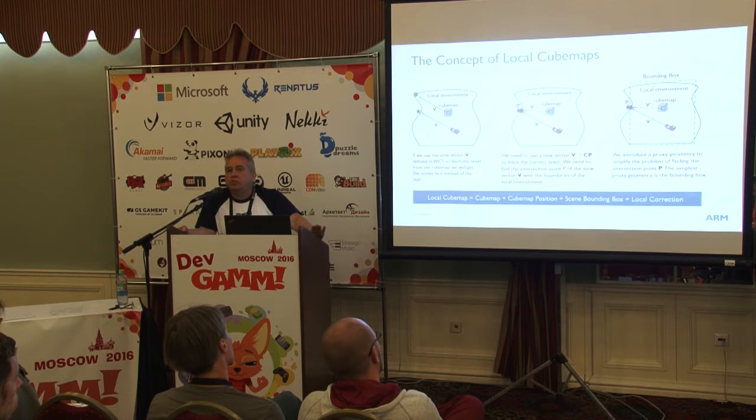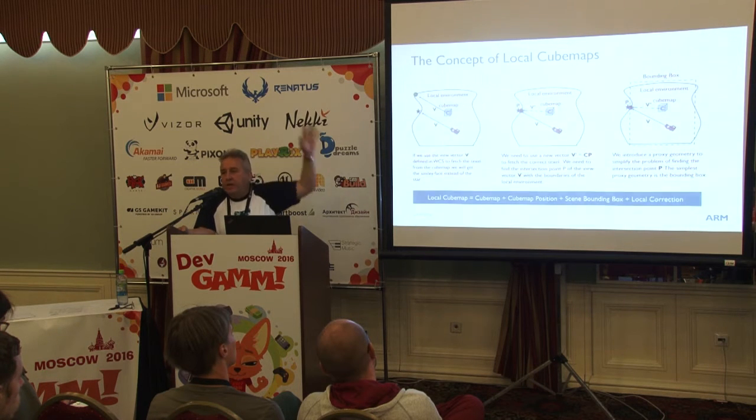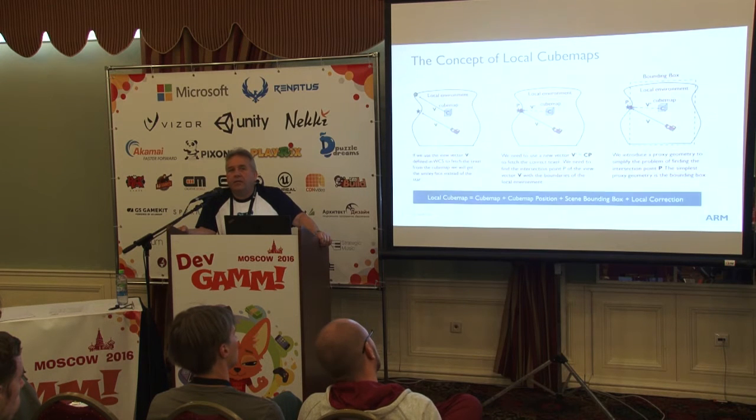And this you need to do always when you are working in a local environment. You don't need to apply the local correction only when you are using the cube map from a very distant environment, for example, as the skybox. Why? Because in this case, the local corrected vector and the vector without any local correction will be the same.